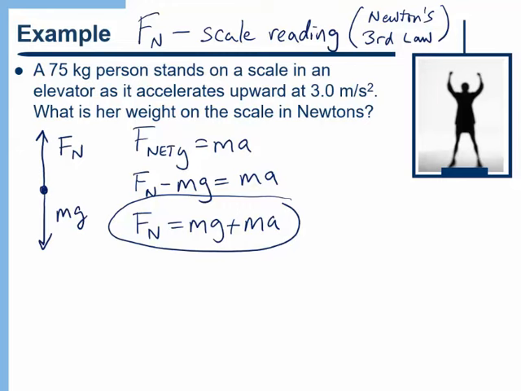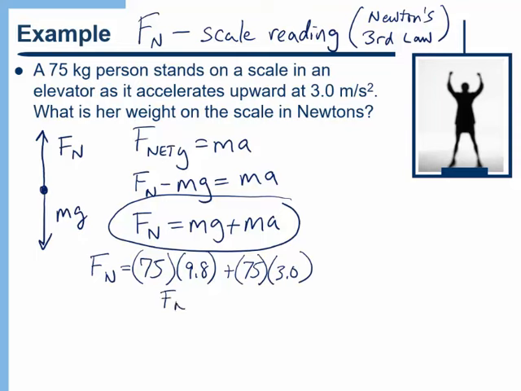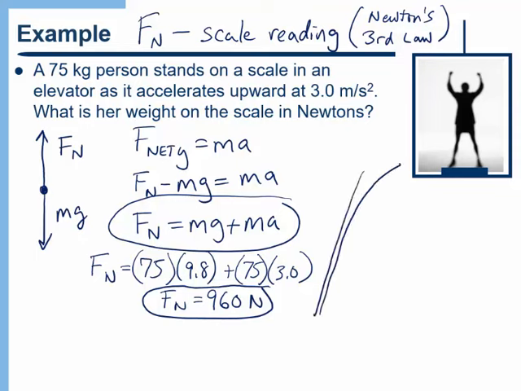Let's go ahead and plug in the values. So we would get 75 times 9.8 plus 75 times 3. And that would give us a normal force of 960 newtons. And so if we had a scale that was measured in newtons instead of pounds, that would be the reading during the acceleration. I want to talk a little bit more about this problem.